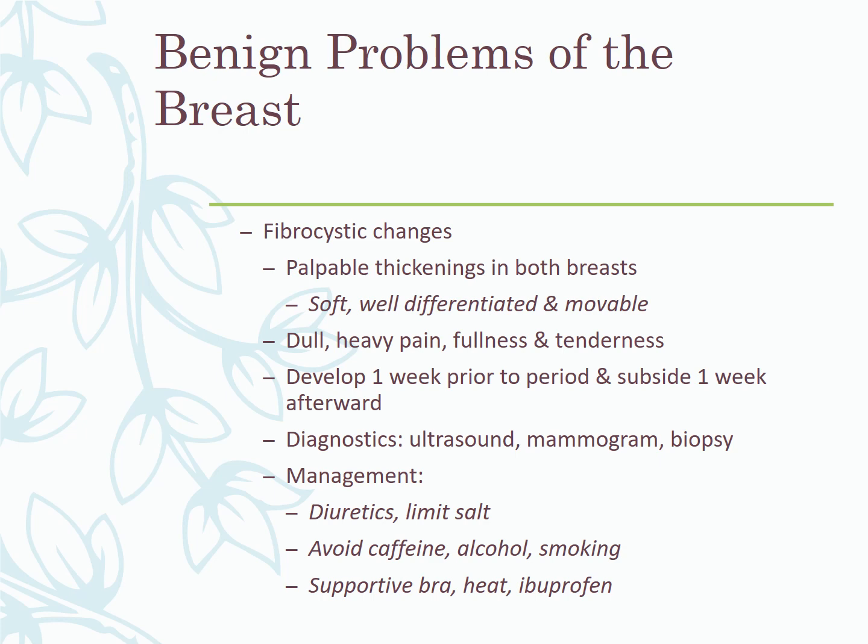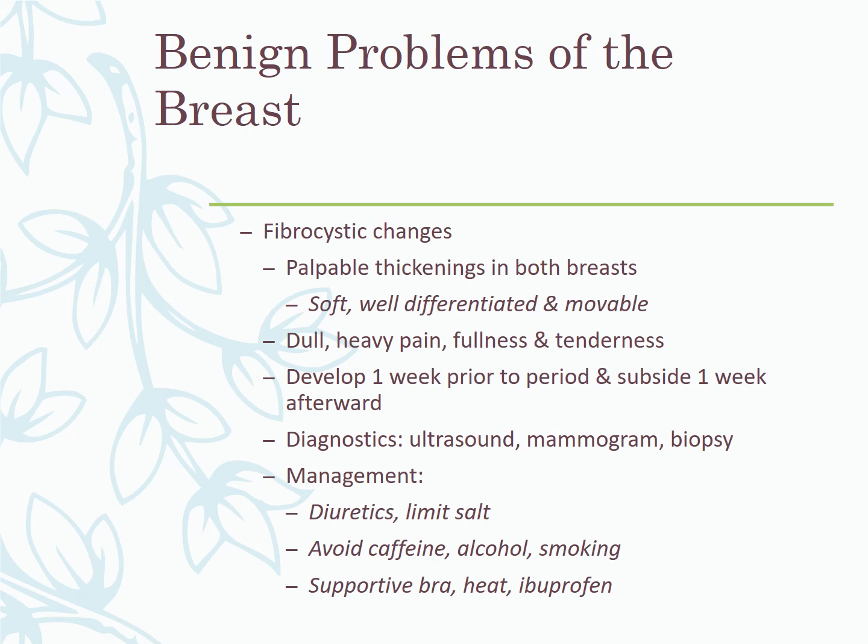Pain and tenderness can fluctuate with the menstrual cycle and become worse with menopause. Usually the etiology for it is an imbalance of estrogen and progesterone. They'll have increased estrogen and decreased progesterone. Risk factors for it: nulliparity, low parity, late menopause, estrogen therapy. Sometimes a woman may form cysts as well. Their breasts are going to feel dull. They're going to have heavy pain, fullness, and tenderness. Usually it develops 1 week prior to a period and subsides 1 week afterwards.